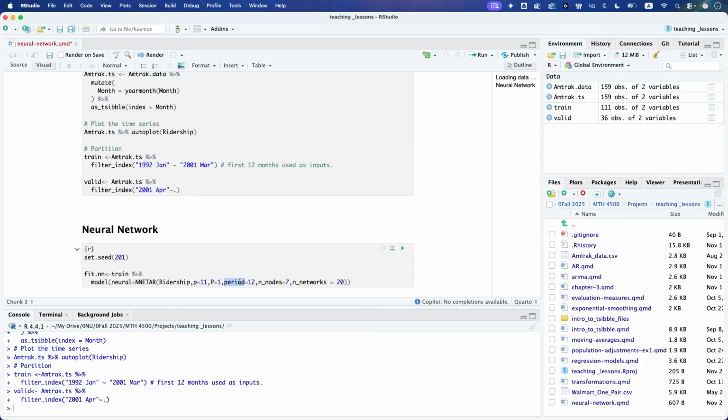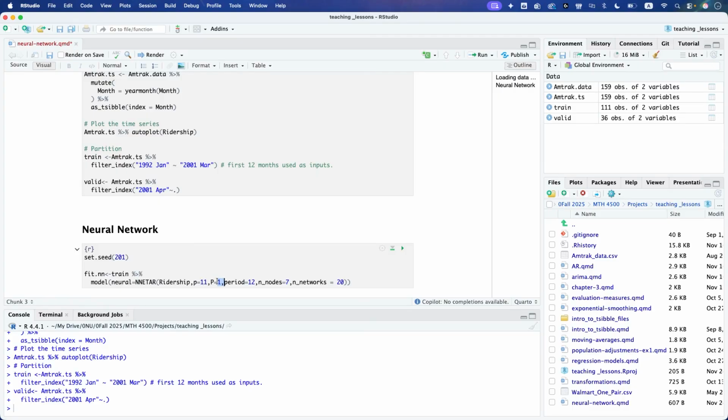Number of nodes in the hidden layer. Okay, this function only has one hidden layer, by the way. This function only fits a single hidden layer. So for the number of nodes, we're going to specify this to be 11. And the default setting of the number of nodes is this one plus this one plus 1, divided by 2.